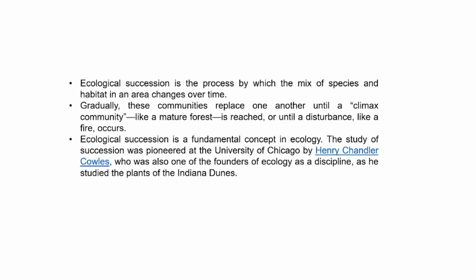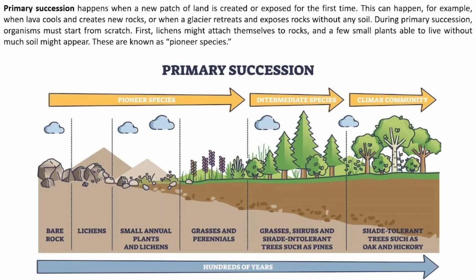So what does ecological succession mean? Basically, ecological succession is the process by which the mix of species and habitat in an area changes over time, and one community replaces another until a climax community, that's a mature forest, is reached, or until a very huge disturbance like a fire occurs. It's a fundamental concept in ecology, and the study of succession was pioneered at the University of Chicago by a scientist called Henry Chandler Cowles, who was also one of the founders of ecology as a discipline, as he studied the plants of Indiana dunes.